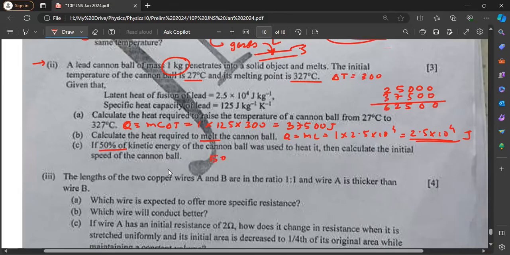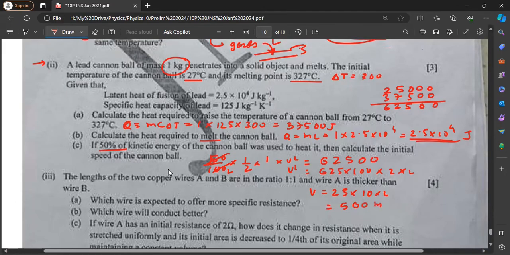Now 50% of kinetic energy. So this is equal to half m v squared is equal to 62500. Okay, so this is 2. Now these two 2's I'll take on the other side. Mass is equal to 1. So v square is 625 into 100 into 2 into 2. So v will be equal to 625 square root is 25, 100 is 10, and this is 2. So this will be 500 meters per second is the speed.